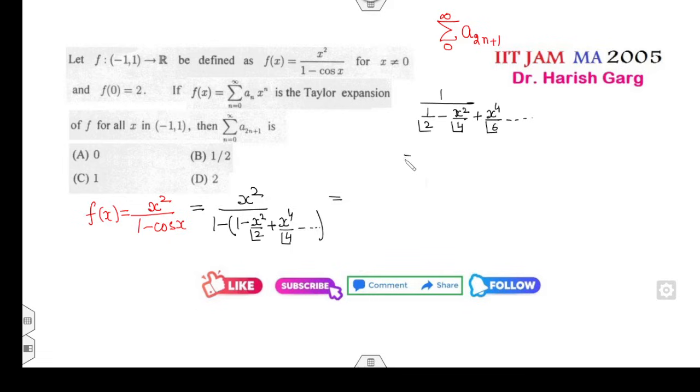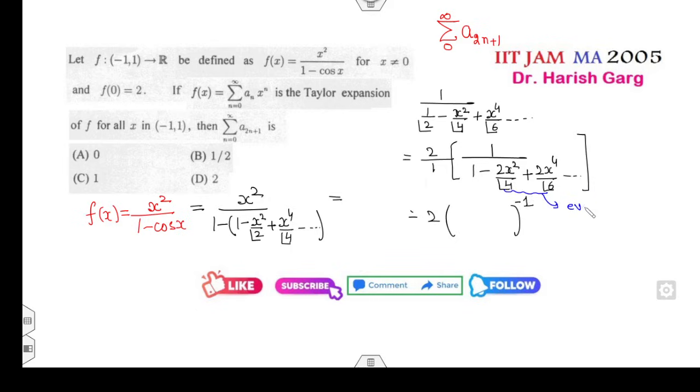I can take 1 over 2 factorial common, that is 1 over 2 outside, so the expression becomes 1 minus 2x square over 4 factorial plus 2x raised to power 4 over 6 factorial and so on. Fine. I can write this as the power of -1, and you can see all these powers are even. Fine. And when you expand the binomial, again you will get only even powers of x. So what about the odd powers? Odd powers, that is a1 is 0, a3 is 0. So the sum is also 0, which is the right answer.